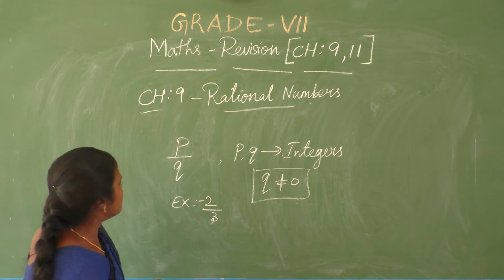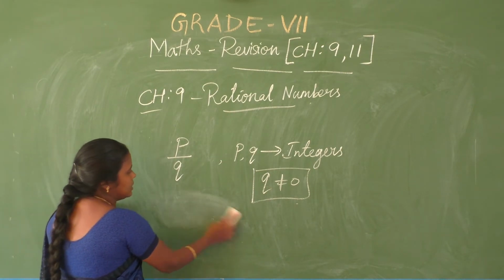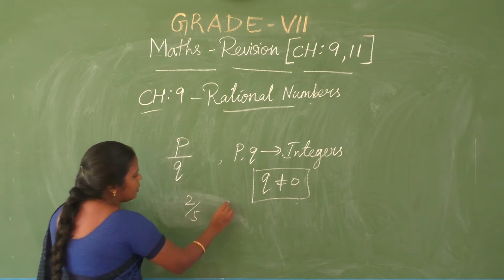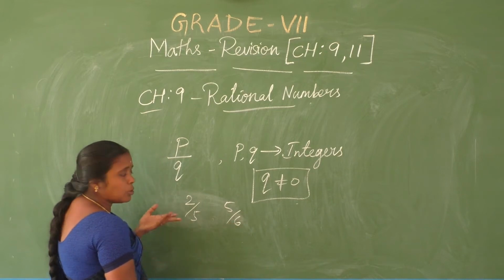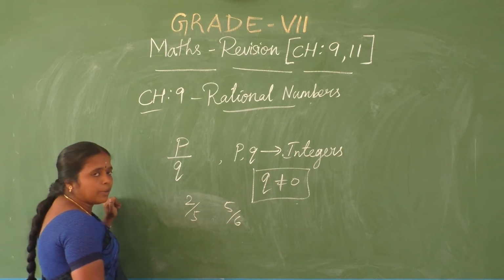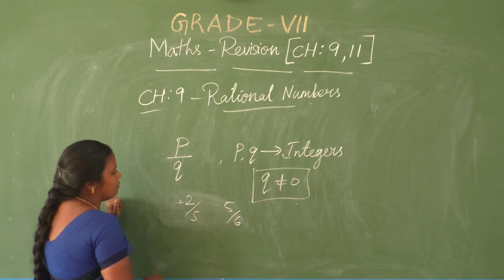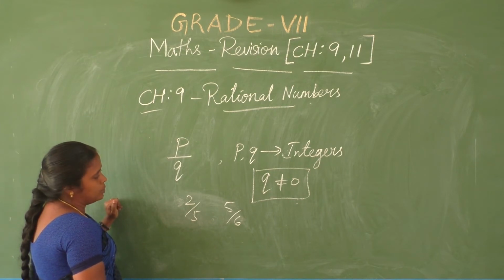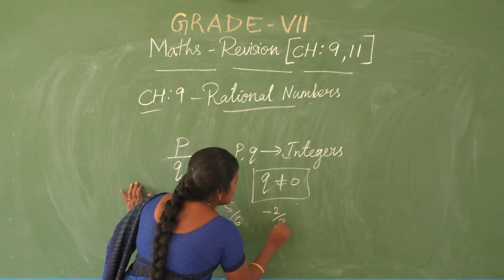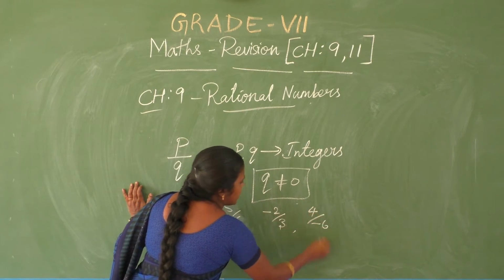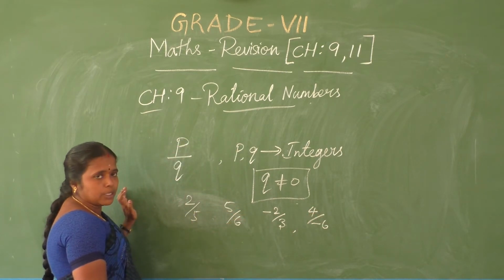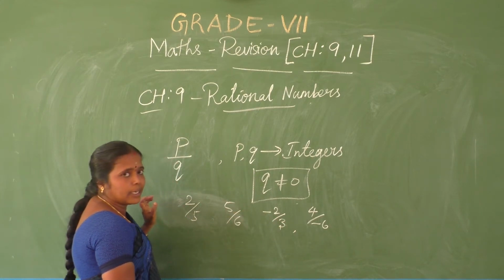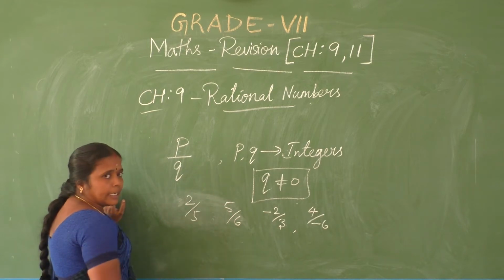In this, there are positive rational numbers and negative rational numbers. What are positive and negative? Say 2 by 5, 5 by 6, with no sign. How do you consider them? There is a positive sign only. So 2 by 5, plus 2 by 5, and 5 by 6 are positive rational numbers. Minus 2 by 3 and 4 by minus 6 are negative rational numbers. According to the sign, you can decide whether they are positive or negative.